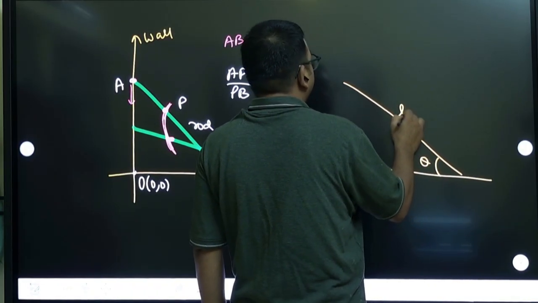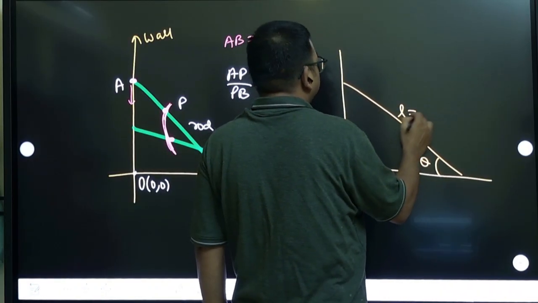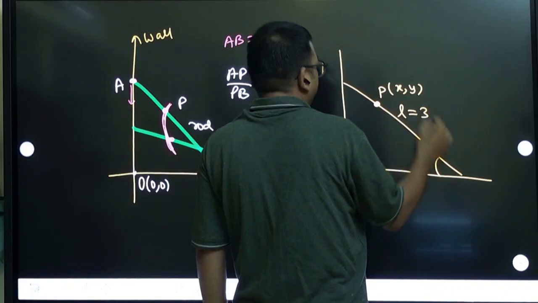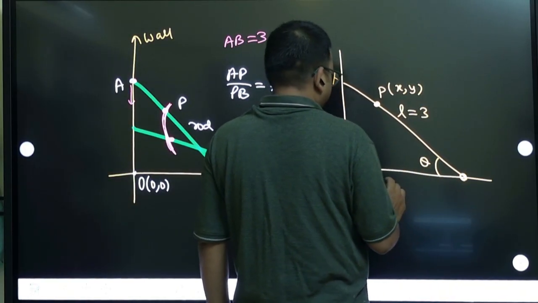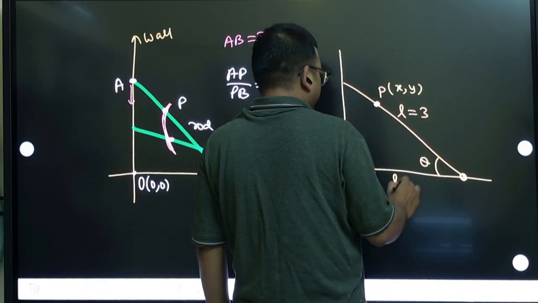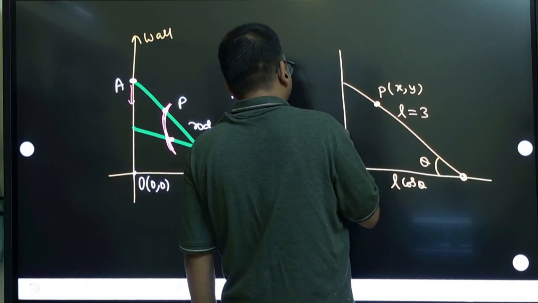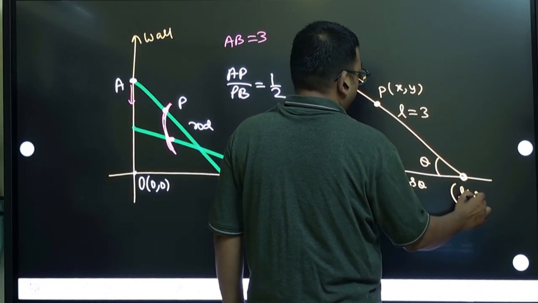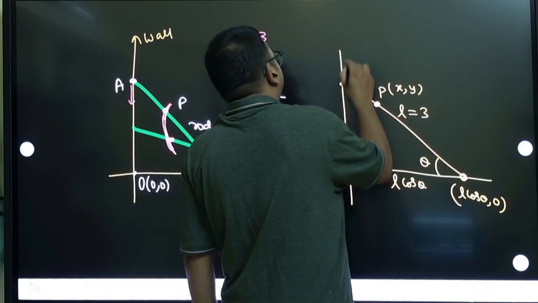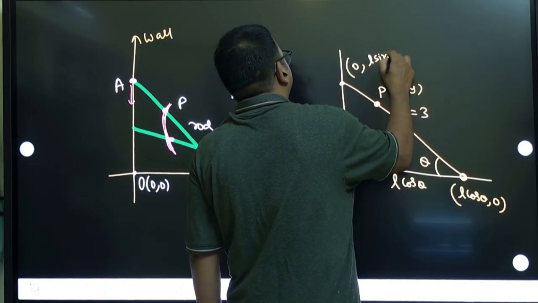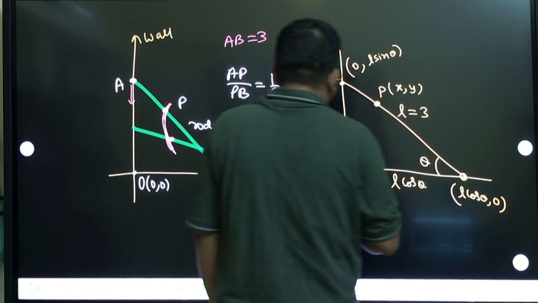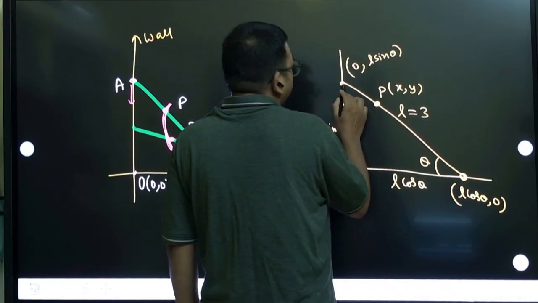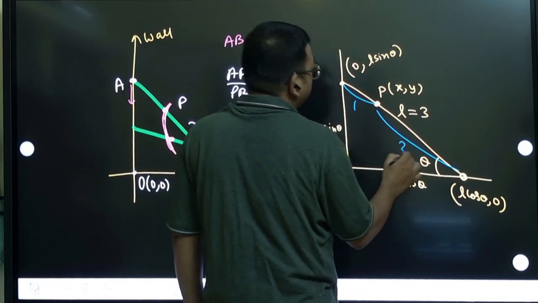So let us take the rod length as L, which is constant anyway, and this point P will have, let us say, coordinates x comma y. Remember, total length is L, so this will be L cos theta and this will be L sin theta. So this point's coordinate will be L cos theta comma 0, and this point's coordinate will be 0 comma L sin theta. Now they have given that this point divides it in the ratio 1 is to 2, internal division.